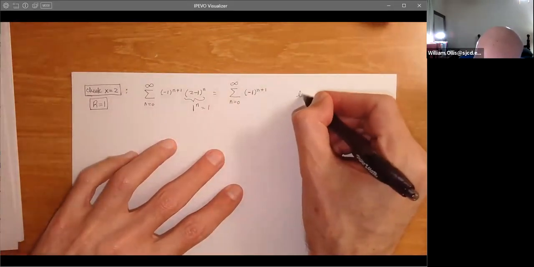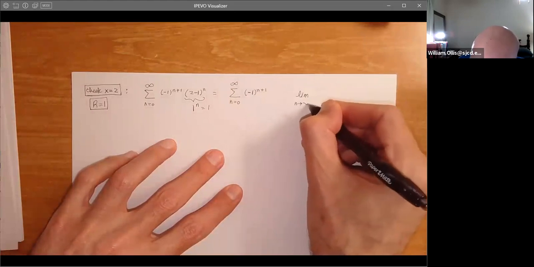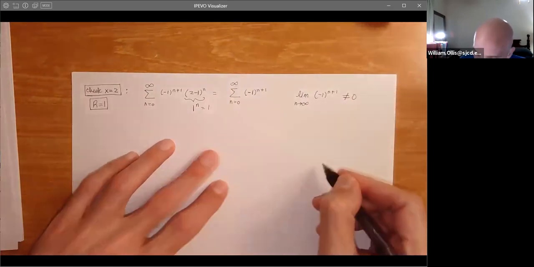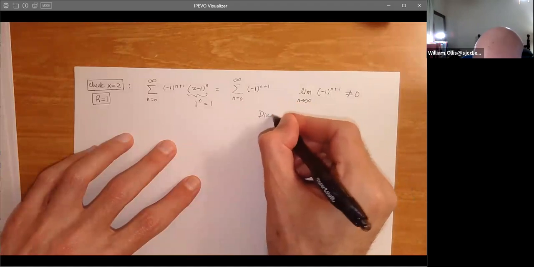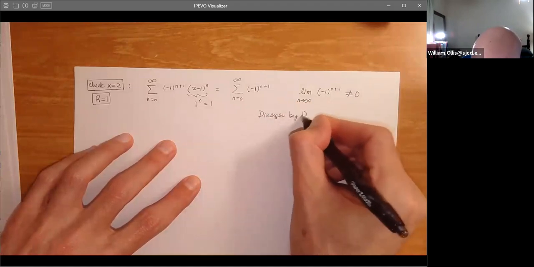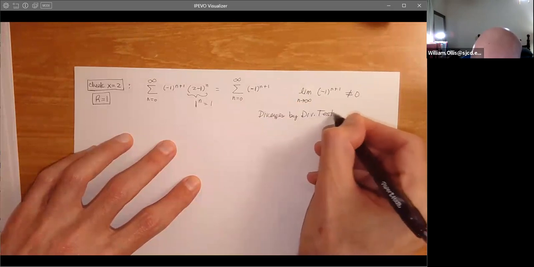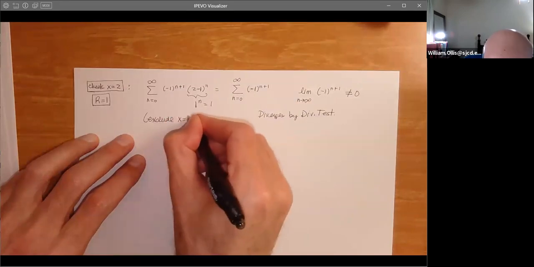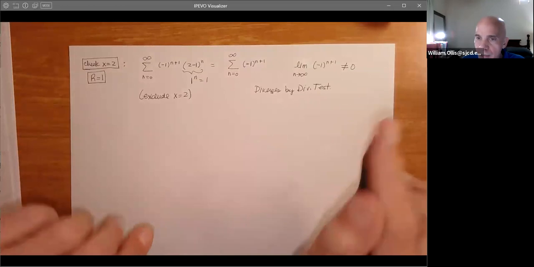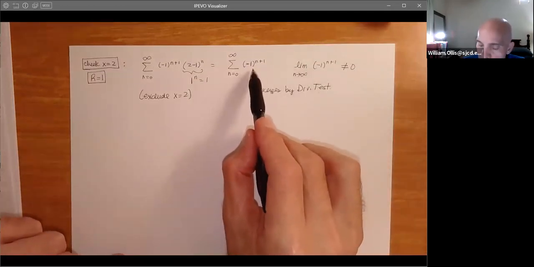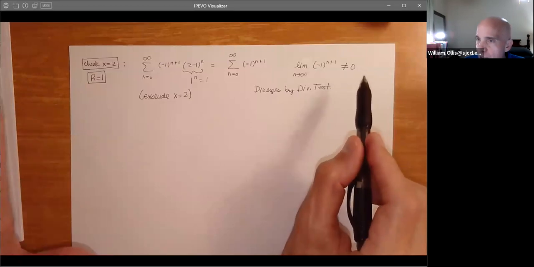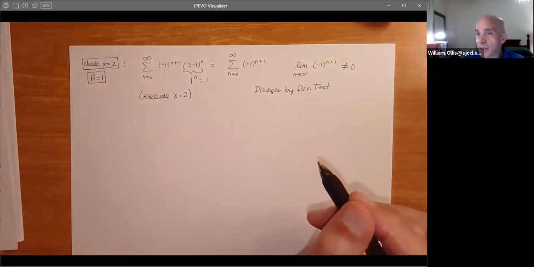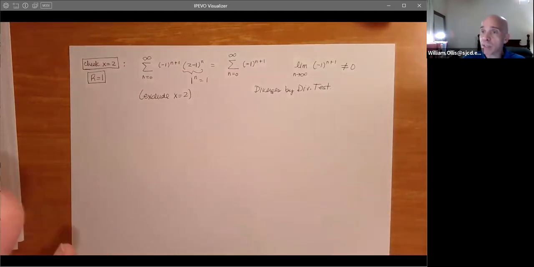So we'll just say the limit takes a little more work. N goes to infinity of -1 to the n plus 1 is clearly not 0. It doesn't even exist. So it diverges by the divergence test. So we exclude x equals 2. So the thing here is that we know if the nth term does not have limit 0, we get automatic divergence. I mean, it has no limit. It's either 1, -1, 1. Subsequently, it has a limit, but as a bona fide sequence, there is no limit.